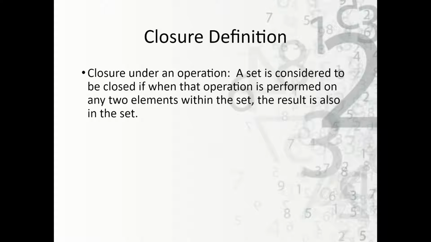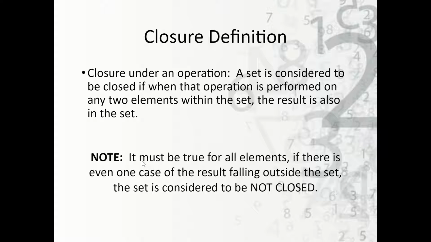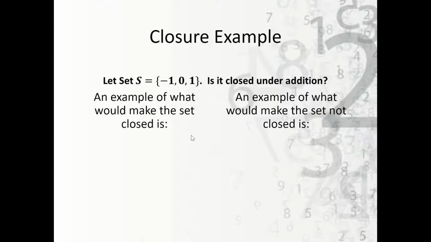Now, closure definition. What does closure mean? Closure under an operation means a set is considered to be closed if when that operation is performed on any two elements within the set, the result is also in the set. Note that this must be true for all elements in the set. If there is even one case where the result falls outside the set, then it is considered to be not closed. So let's take a look at what this means.